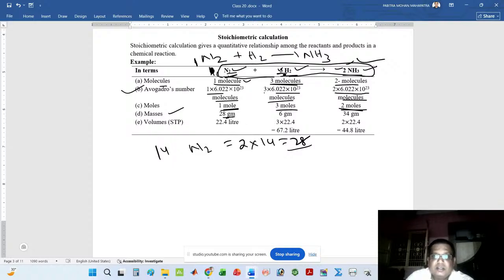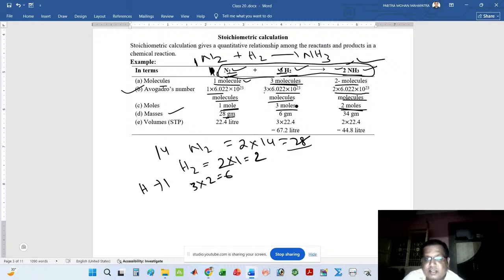Similarly, here 3 H2 is written. We know the molecular mass of hydrogen is 2, because the atomic mass of hydrogen is 1. 2 hydrogen means 2 into 1, that is 2. So 3 hydrogen molecules means 3 into 2, that is 6. So I have written 6 gram. 28 gram of nitrogen and 6 gram of hydrogen combine with each other to form 2 NH3. That means 2 into the molecular mass of NH3.